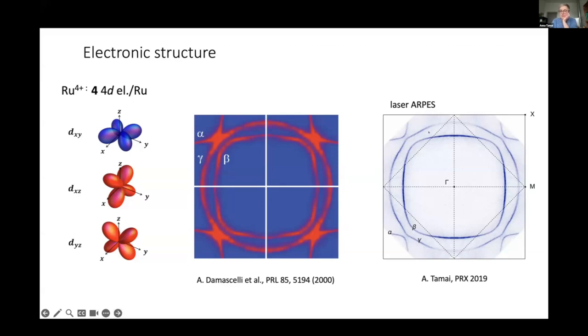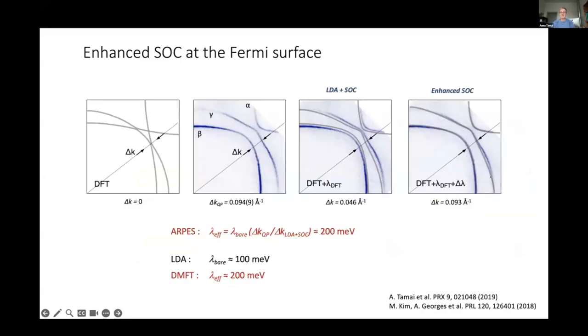What is the effect of spin-orbit coupling at the Fermi surface, and how does the self-energy, or the many-body interaction, behave as you evolve along the Fermi surface. So I will go quickly through these 2 points.